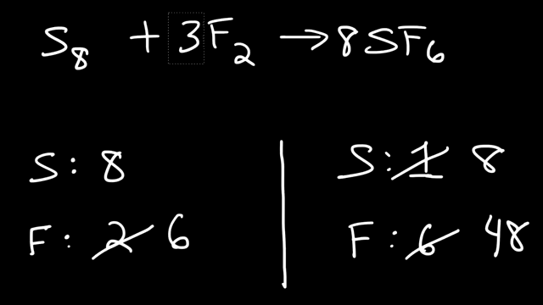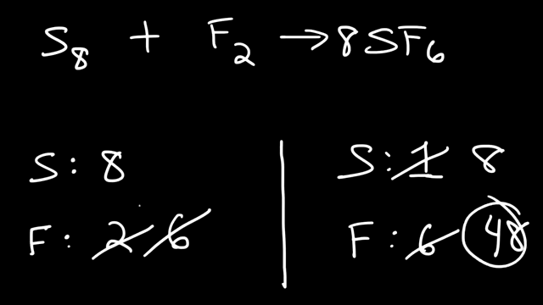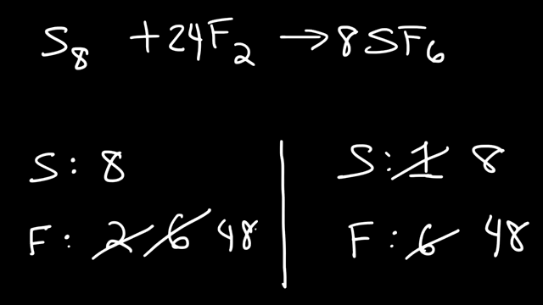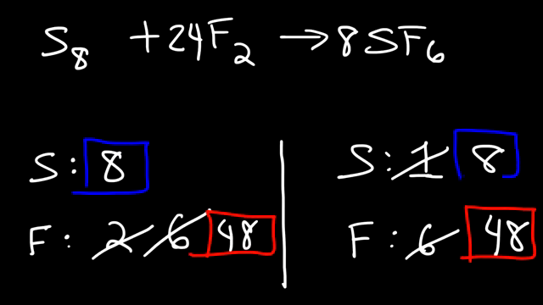So let's go ahead and do that. To get 48, if we take 48 and divide it by 2, that will give us 24. So we need to put a 24 in front of fluorine, because 24 times 2 is 48. So now we have the same number of fluorine atoms, and we have the same number of sulfur atoms.